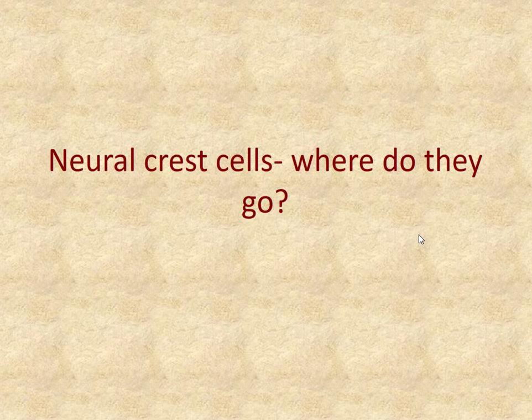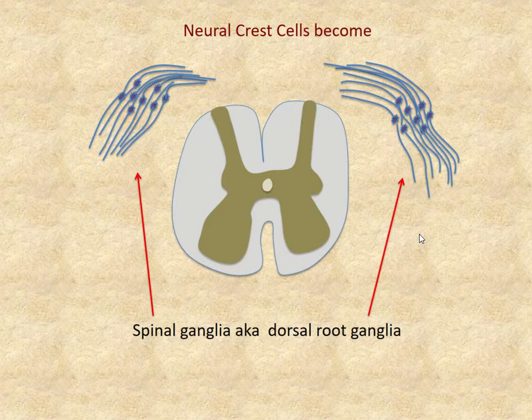Okay, so where do they go, or what do they become? The first thing that the neural crest cells become, and when you think neural crest, I hope the first thing that comes to mind is that they become a ganglion. In this depiction, I have drawn a spinal cord, and I drew little pretend cell bodies here that have processes sticking out. I'm trying to represent the dorsal root ganglion, which is also called the spinal ganglion, so they're called the same thing. Neural crest cells are going to become these ganglia, okay?